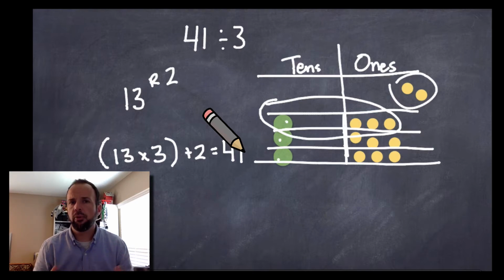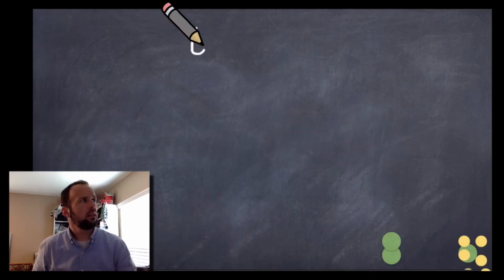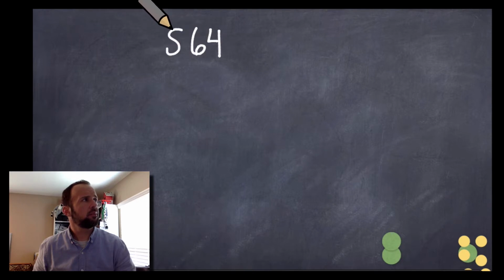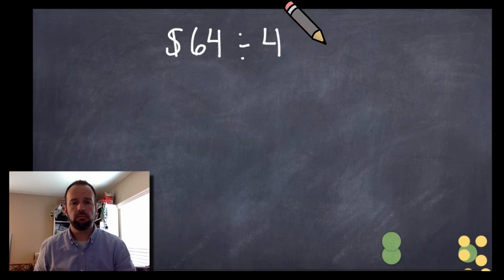Let's go a little bit further with this. Let's take this into another example. Let's say I had $64, right? And I was going to share that among four friends, okay? I got four friends. We got some money. We're going to share it out.